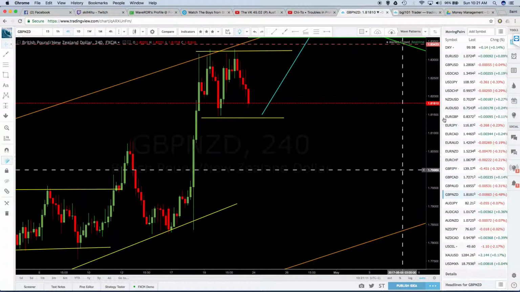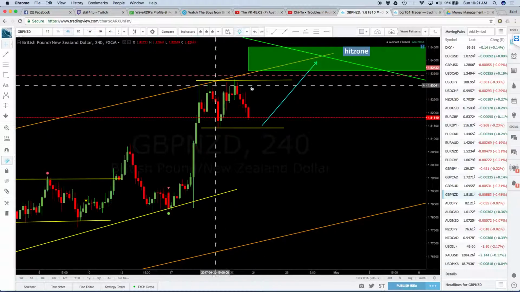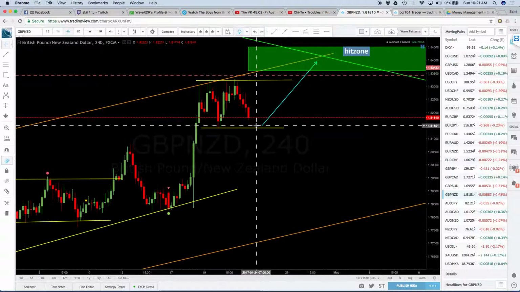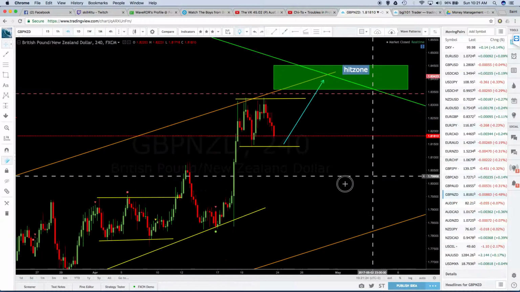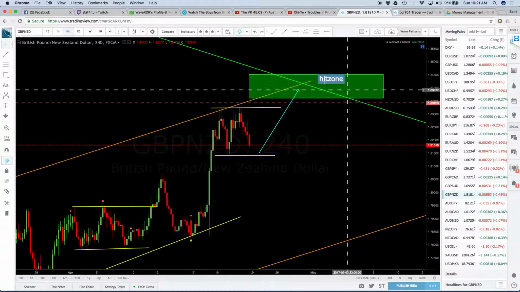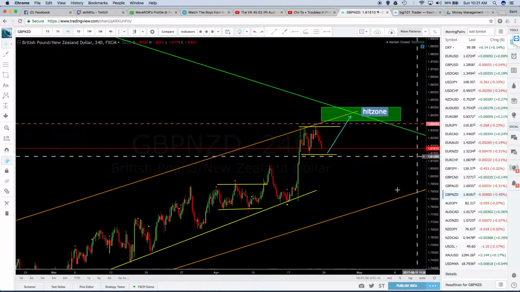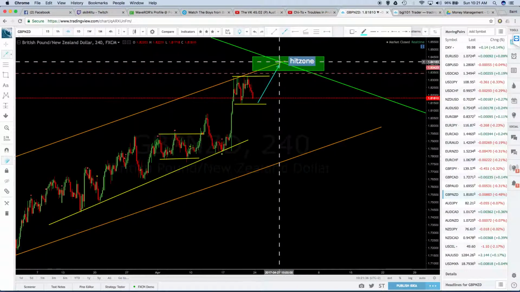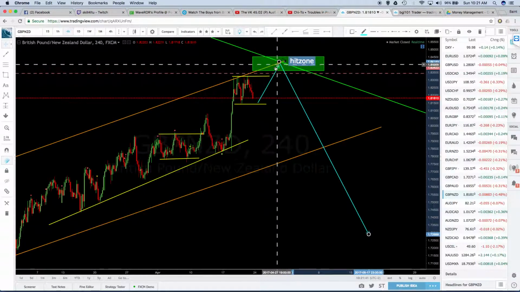GBP NZD, a little cleaner pattern here. We have a nice flat flag, so looking for it to come down into this trend line area, make a bounce, and this will be our hit zone reversal area. We got a lot of confluence here, a lot of lines crossing, so this is the area we're looking for the sell, because on the longer term this pattern is going to break down, so we're looking to take that move down after the push up.